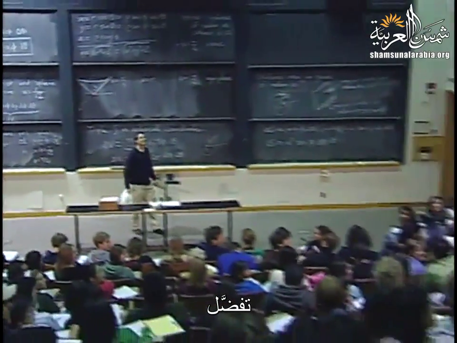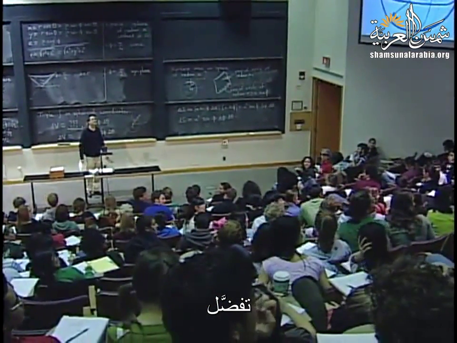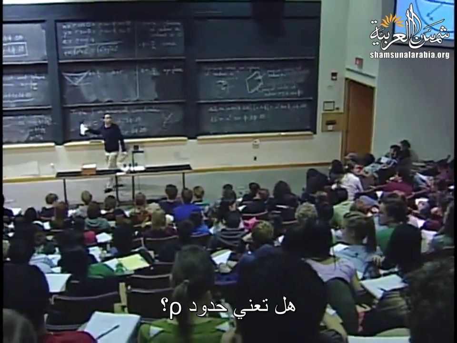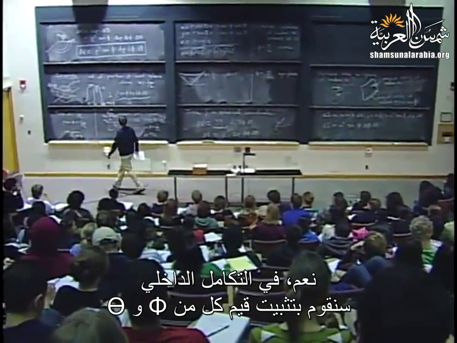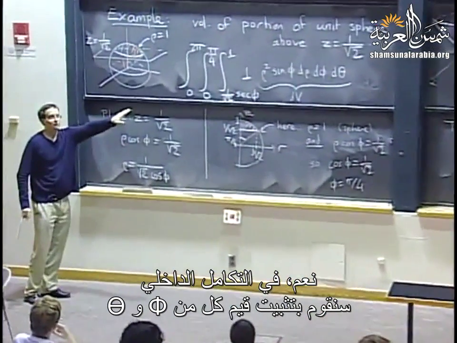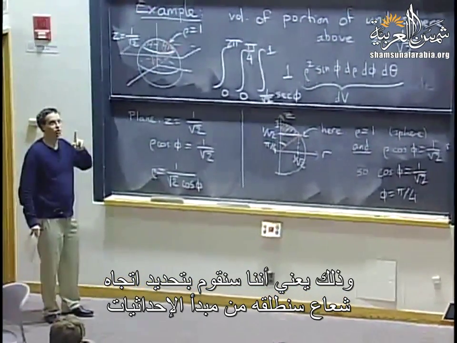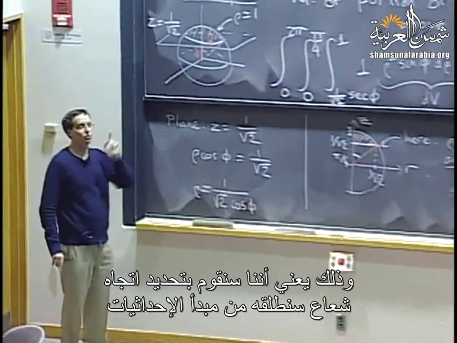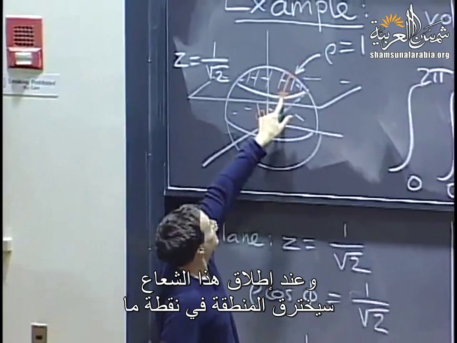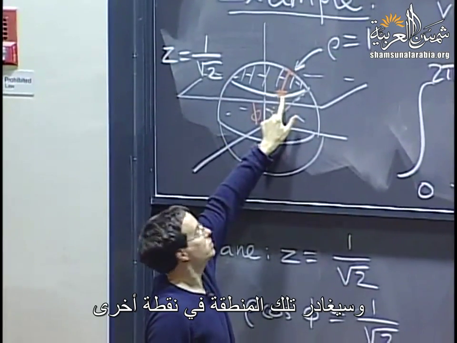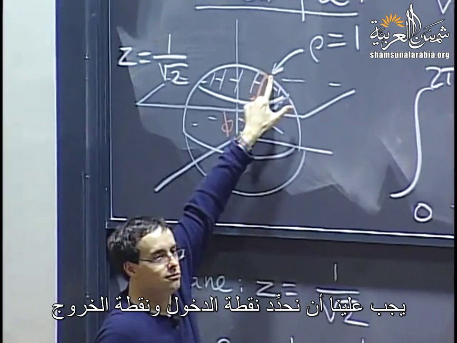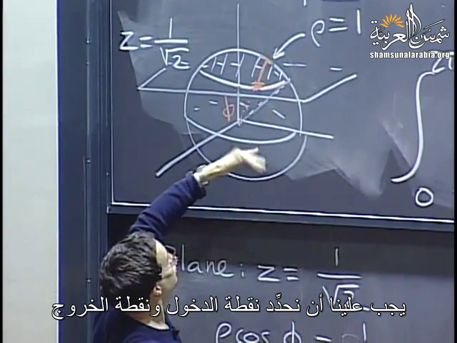Yes? Can you explain how we found the rho again, please? The rho, oh, you mean the bounds for rho? Yes. So in the inner integral, we are going to fix values of phi and theta. So that means we fix in advance a direction in which we're going to shoot a ray from the origin. So now as we shoot this ray, we're going to hit our region somewhere, and we're going to exit again somewhere else. Okay, so first of all, we have to figure out where we enter, where we leave.